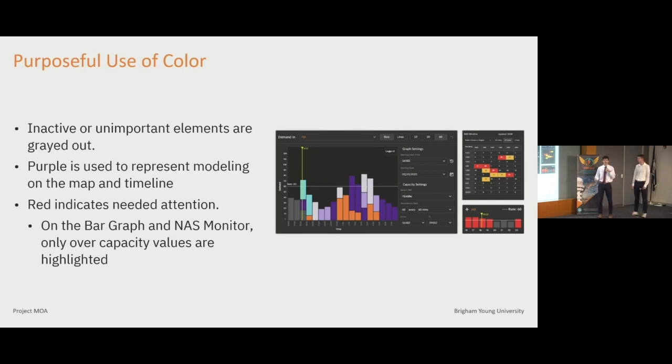So in talking to traffic managers, we realized that they're primarily concerned with only things that are over capacity in the bar graph. So we highlighted the things that are over capacity right here on the graph on the bottom right, and we grayed out, made inactive, any other information. We also used purple as a color to represent modeling on the map and in the timeline, and that's consistent throughout our system.